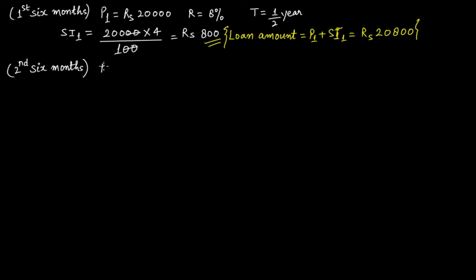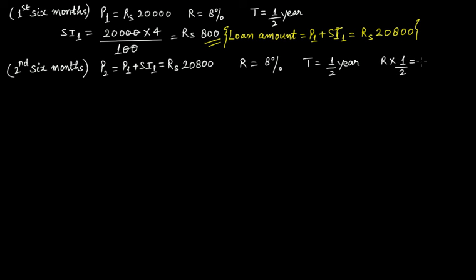In this case, your P2 will be equal to P1 plus SI1, that is the loan amount at the end of first period of 6 months, which is equal to rupees 20,800. R will remain the same, that is 8%. T will remain the same, that is 1 by 2 year. And remember that R multiplied by 1 by 2, that is R multiplied by T, is actually equal to R by 2, that is actually equal to 4%. Remember this thing.